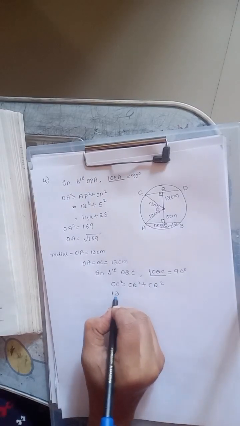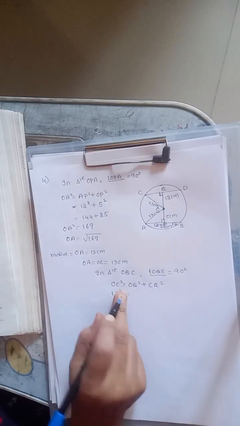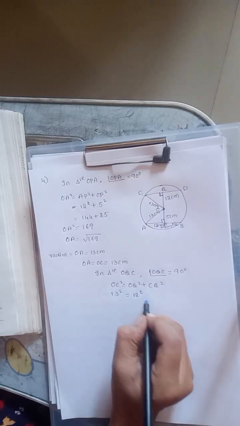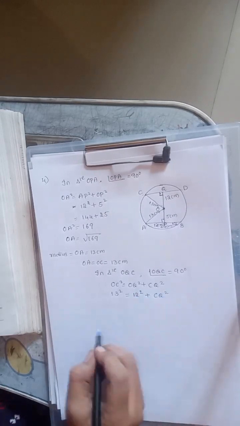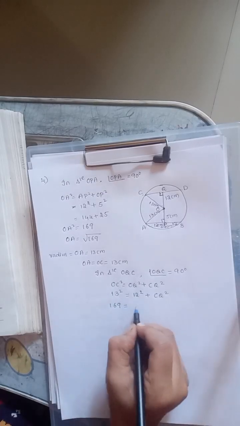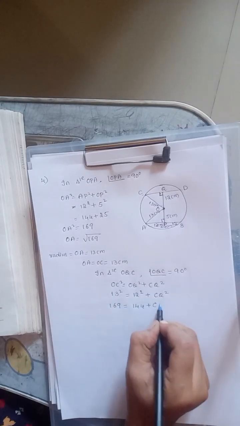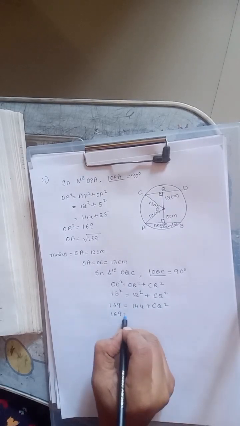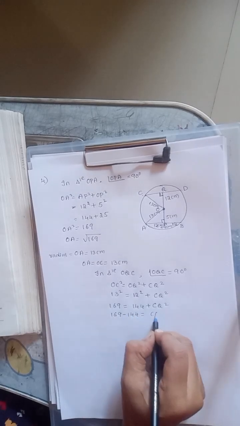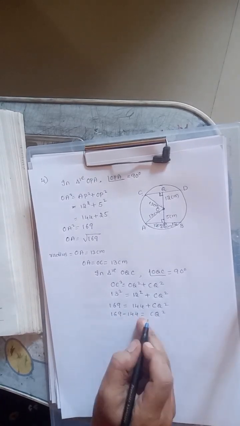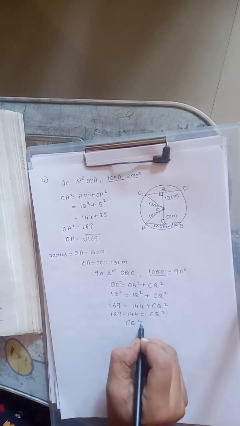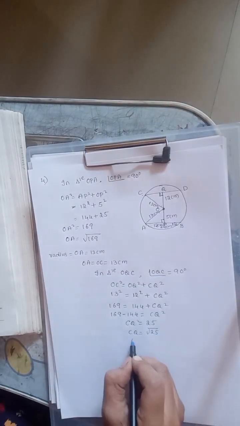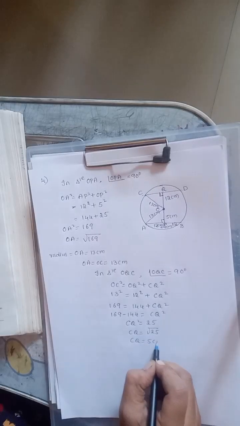OC square is how much here? We got 13 centimeter, so 13 square, equals OQ, that is the given 12 square, plus CQ square, which you need to find out. That is 169, 13 square, equals 144, 12 square, plus CQ square. Take this 144 to the LHS: 169 minus 144 equals CQ square. The difference gives CQ square is equal to 25. That is CQ is equal to square root of 25.